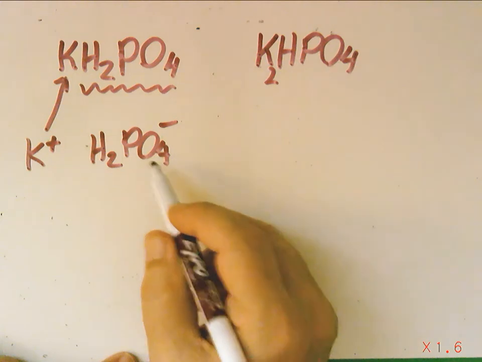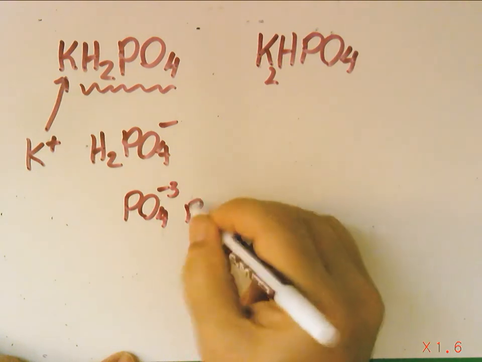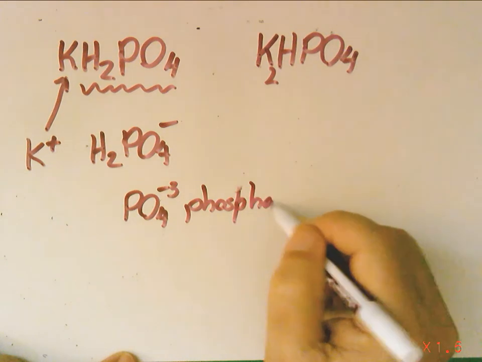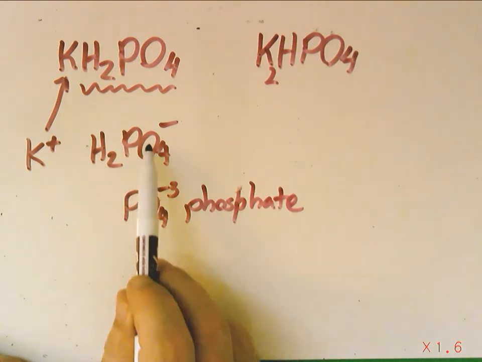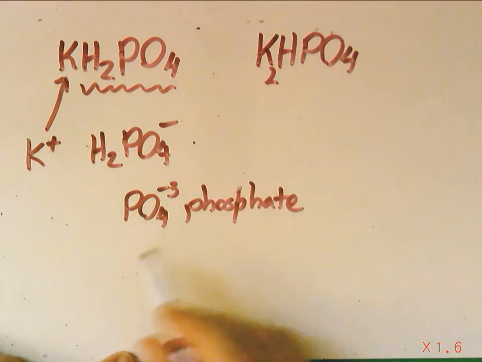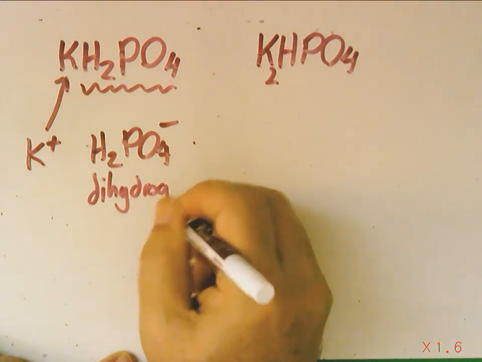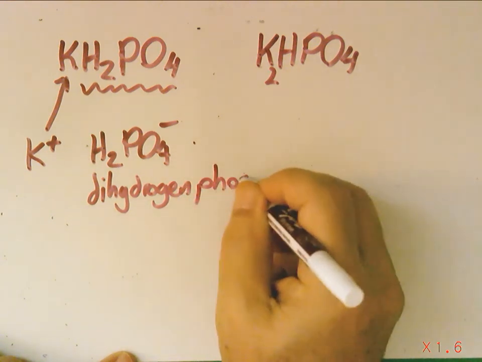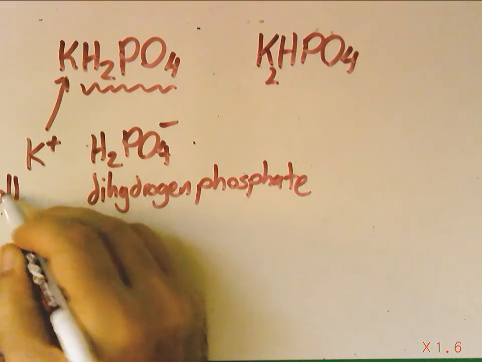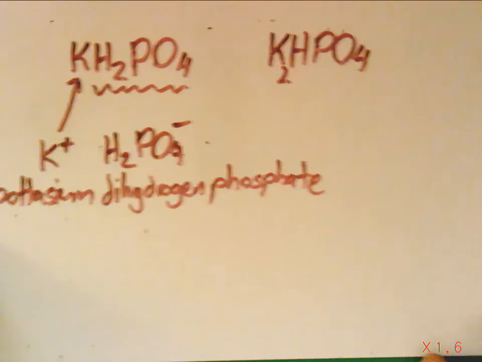So this one, I see a phosphate in there. PO4 minus 3 is phosphate. And it looks like you've put 2 hydrogen ions on there to neutralize 2 of the negative charges. So this is going to be dihydrogen phosphate. So this is potassium ion. It's potassium dihydrogen phosphate. That's what that one is.